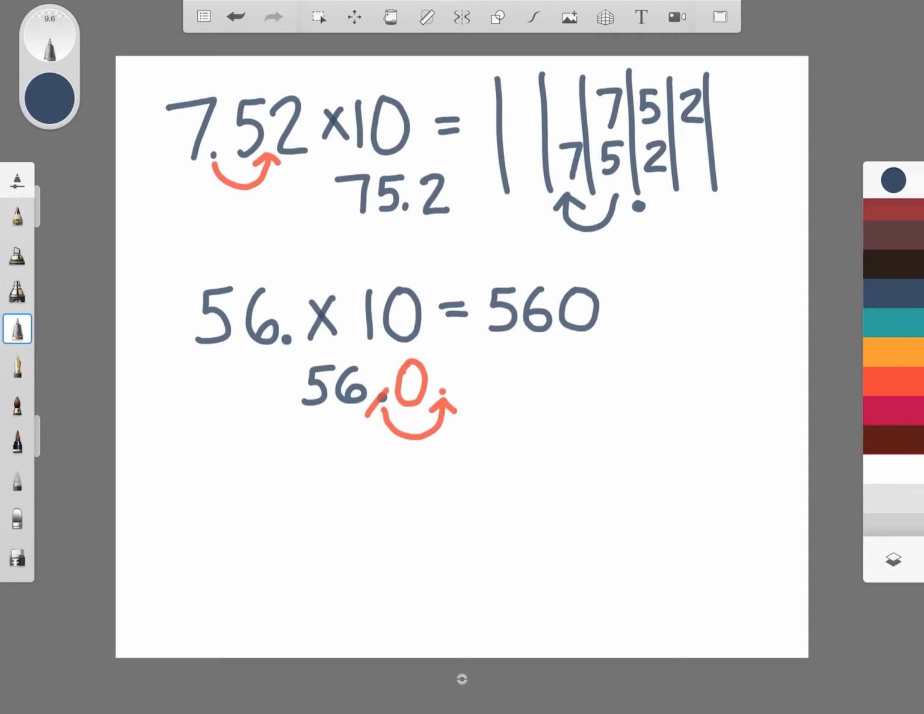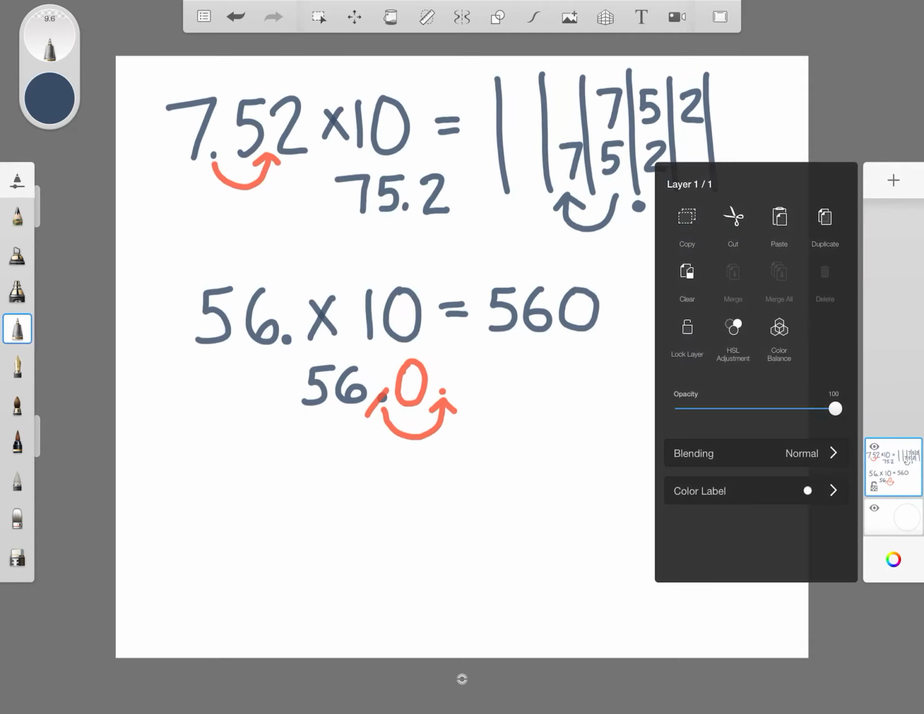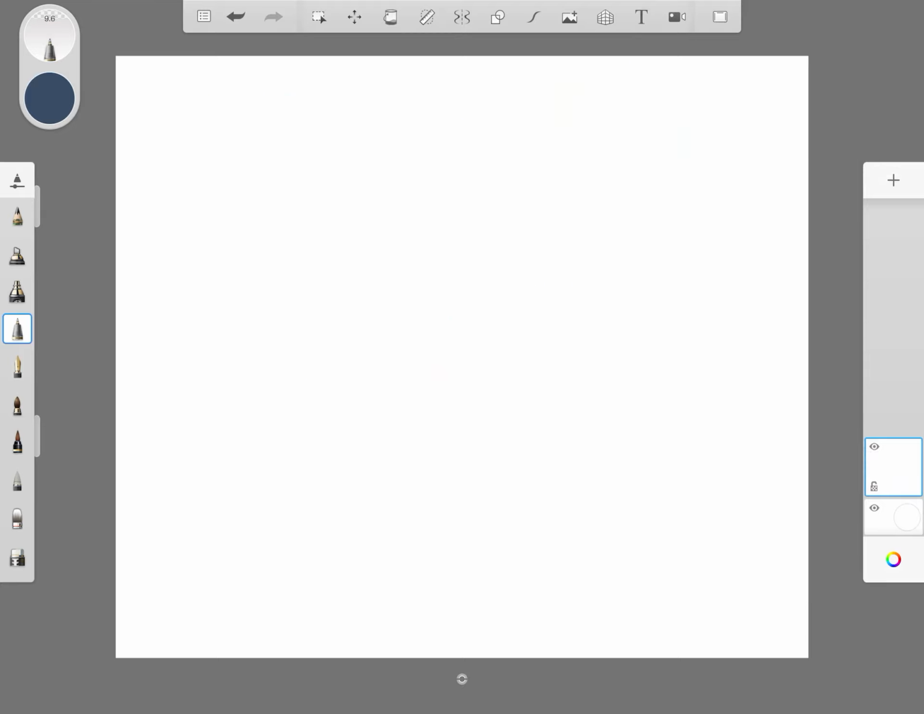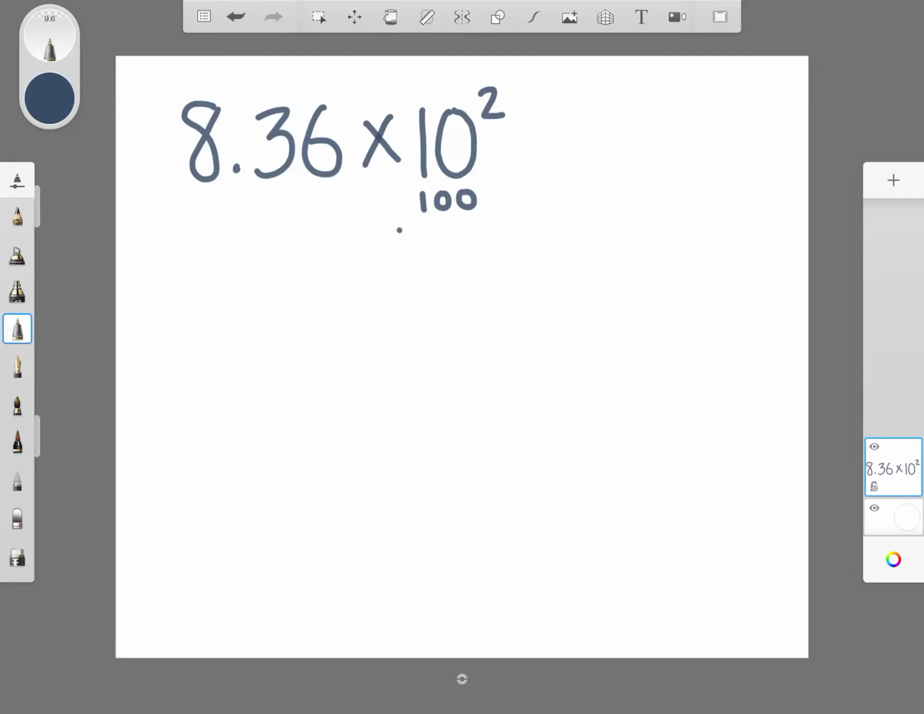Now that's how you multiply by 10. Let's take a look at multiplying with some powers of 10. Let's take 8 and 36 hundredths times 10 to the second power. Now 10 to the second power, remember, could mean 100. Another way to write that is 10 times 10. 10 times 10 means we're going to be moving the decimal 2 places.